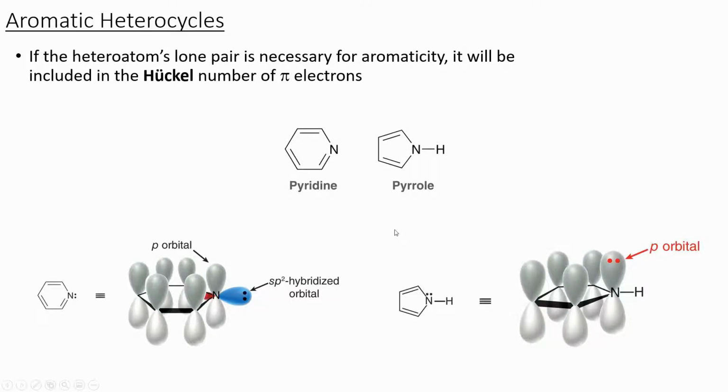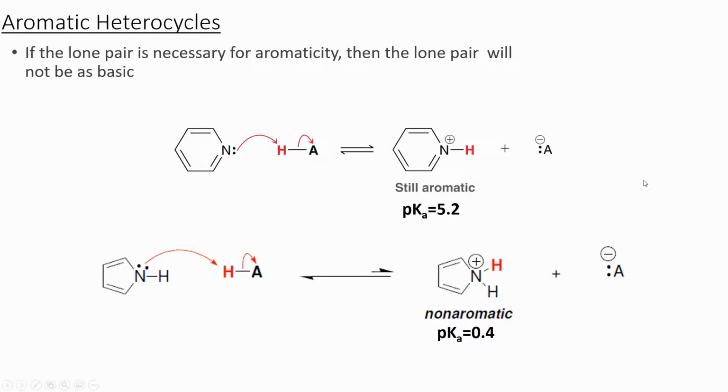If the lone pair is necessary for aromaticity, it will be included in the Huckel number for pi electrons, and that means it must be in the p orbital. So in this case, for pyridine, the lone pair does not count because it's in an sp2 orbital, but for pyrrole, it does count because it's in a p orbital. Depending on which orbital the lone pair is in, it'll also determine how basic that lone pair is.